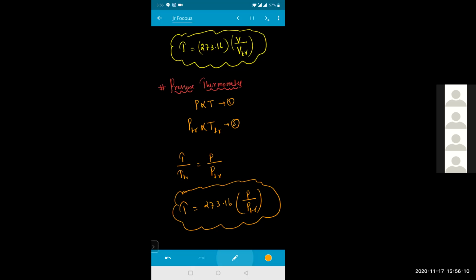Is it clear for everyone? Yes, sir. Isn't it? These are just relations, beta. We don't need to use much brain here. Don't get confused and don't try to overconfidently do anything else in this. We only need to remember at least this relation. So what do we call the triple point temperature?